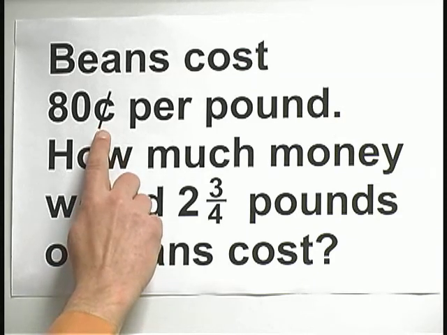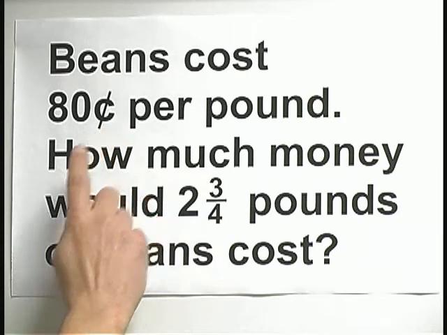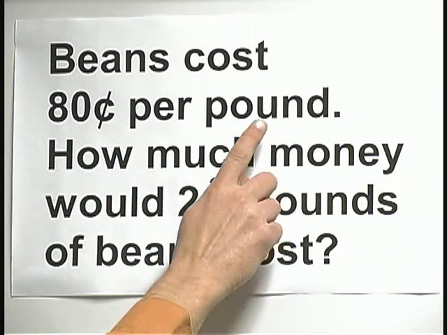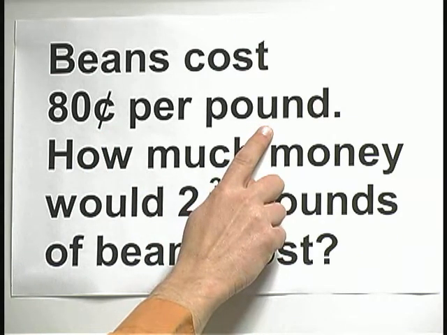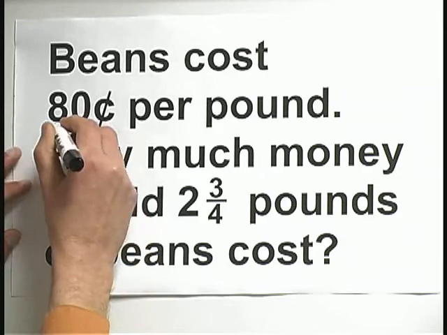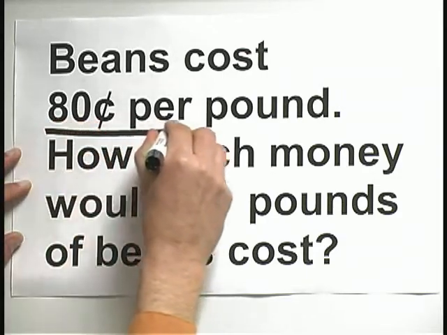That's cents here, represented by the cent sign. There are also units behind the per. That's pounds in this problem. The rate in this word problem is 80 cents per pound.